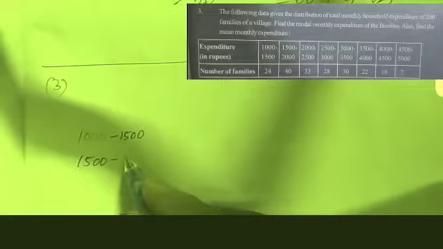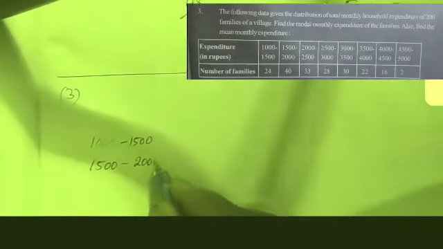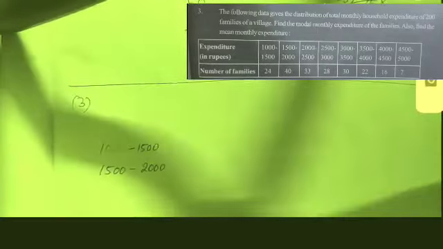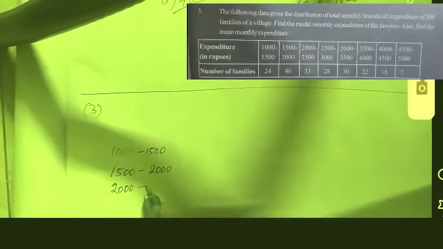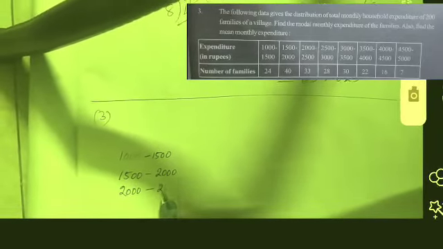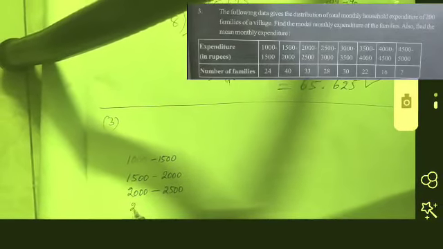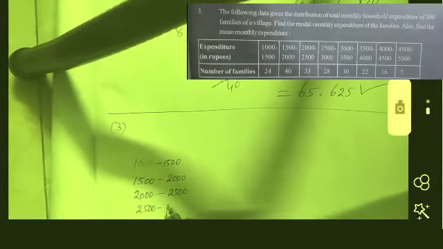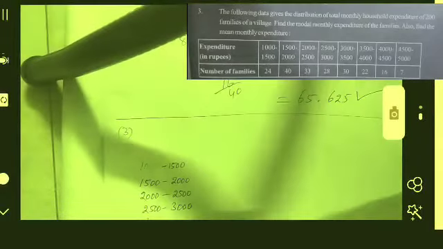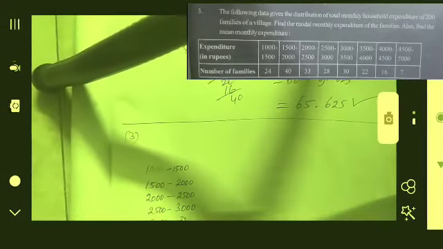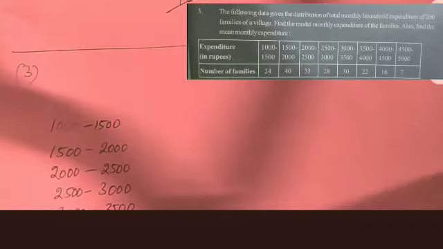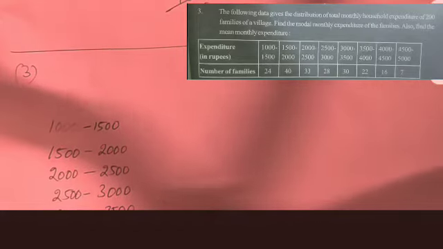This is related to expenditure and the number of families. We take expenditure as a class interval: 1000 to 1500, 1500 to 2000, 2000 to 2500, 2500 to 3000, 3000 to 3500, 3500 to 4000, 4000 to 4500, 4500 to 5000.